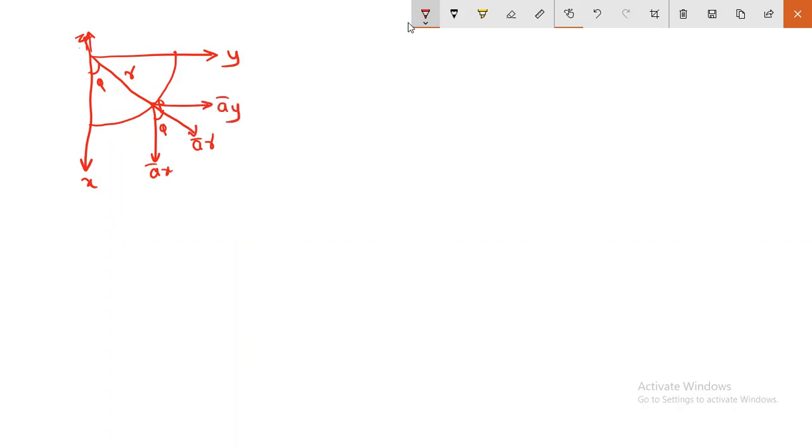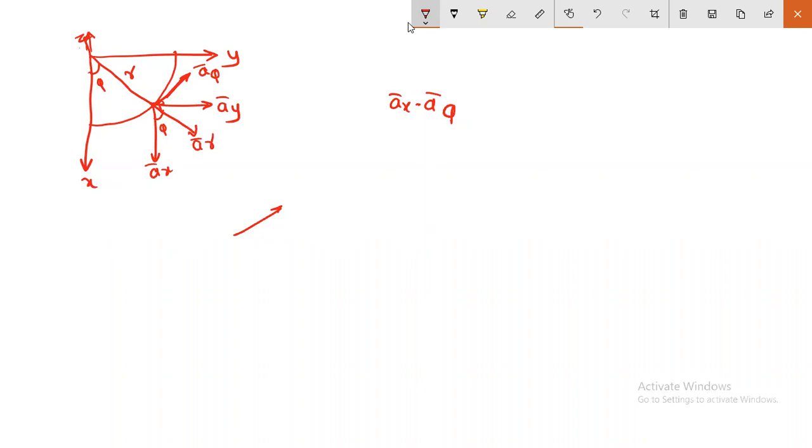Okay. So what we want is a bar x dot a bar phi. A bar phi is the angle. Okay, phi is the angle. So it is going in this direction. Okay, so we draw its direction also. So whatever be the direction of this, this is your unit vector a bar phi.